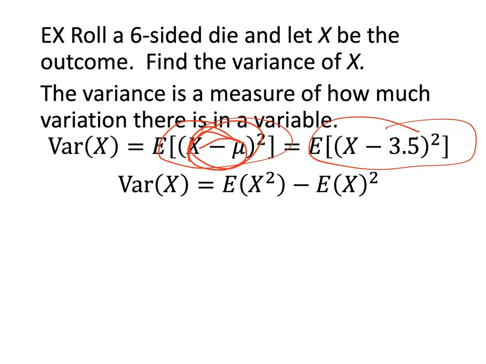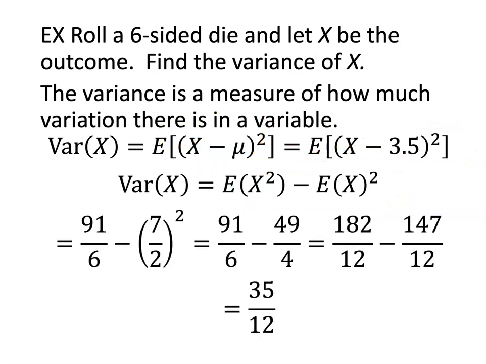Now here, the mean is 3.5, so what we calculate is the expected value of (x minus 3.5) squared. There's another formula for variance which I prefer. Mathematically, it's going to be equivalent to this formula here, but I just find it easier to use. The variance of x is the expected value of x squared minus the square of the expected value of x. And again, it's going to give you the same answer as this formula.